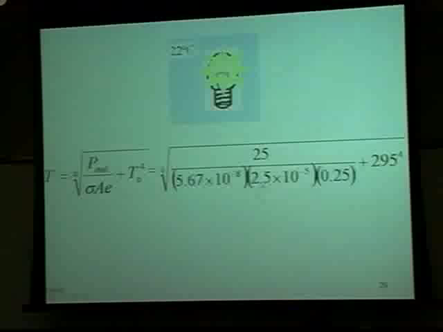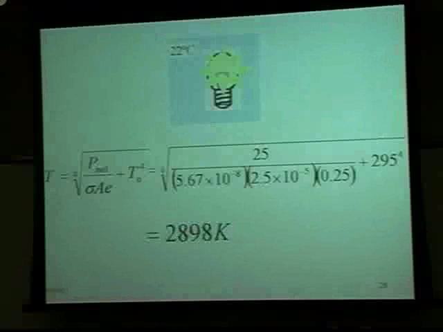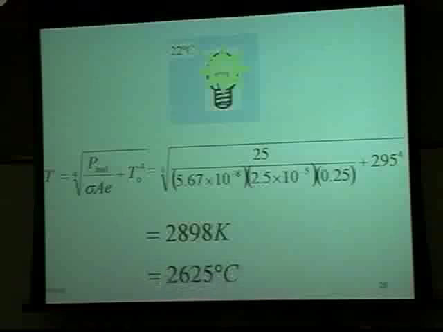Put in our numbers. Power is 25 watts. Sigma 5.67 times 10 to the minus 8. The area of the filament was 2.5 times 10 to the minus 5 square meters. Emissivity was 0.25. Kelvin temperature of the room was 295. The Celsius temperature was 22. 295 to the fourth power, and that gives us a temperature of 2,898 Kelvin for the filament. Subtract the 273 from that and get 2,625 degrees Celsius for the filament.